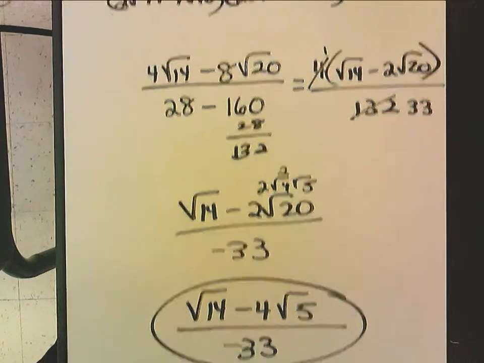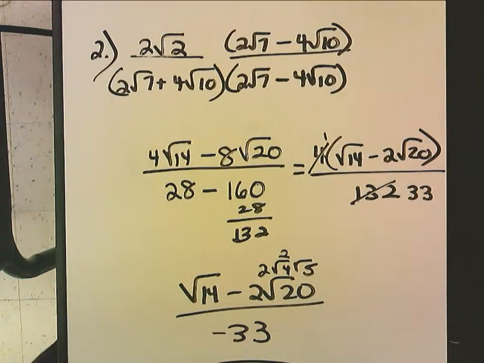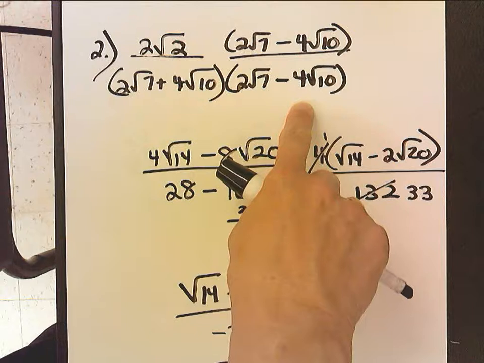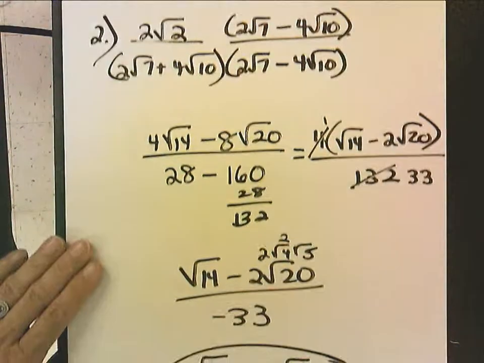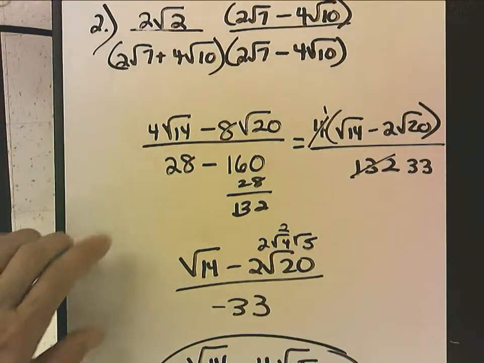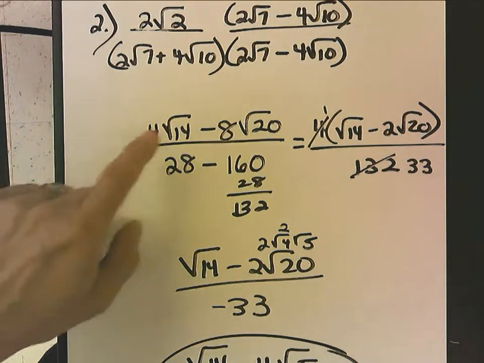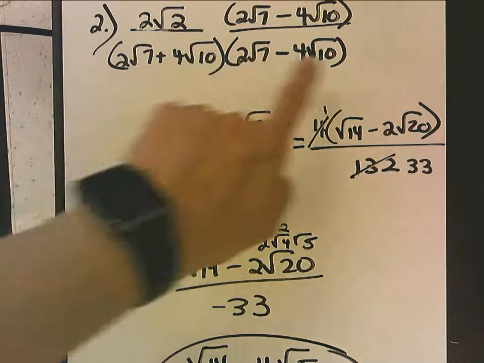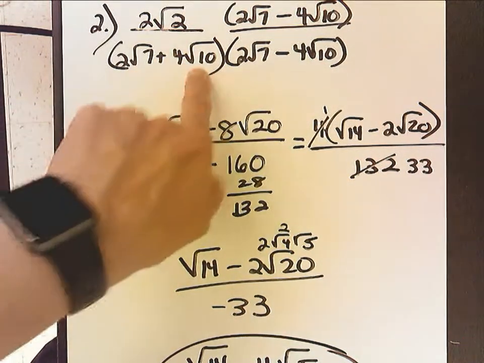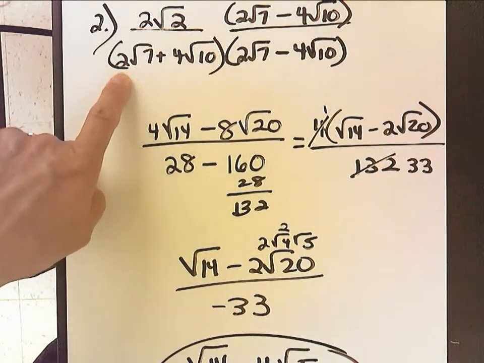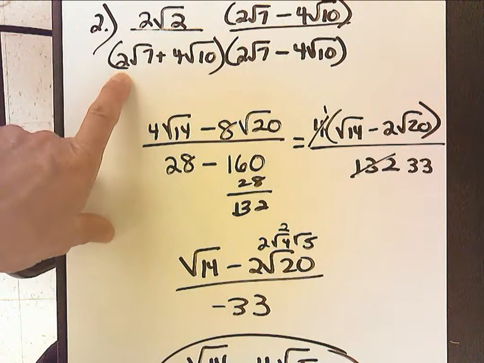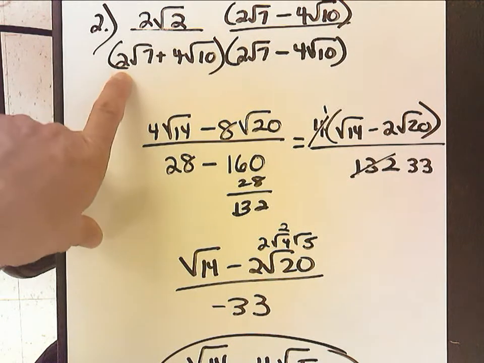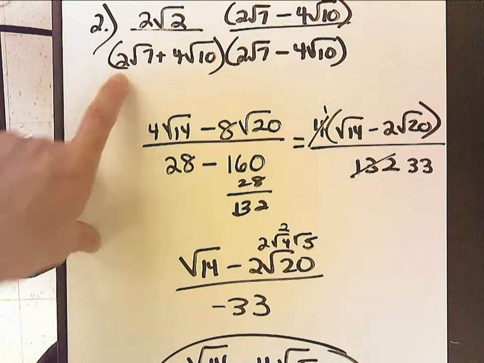Okay? So for here, we start out by multiplying by the conjugate. Remember, when you multiply, numbers multiply numbers, and when you multiply with the conjugate, you square the first, you square the last. 2 root 7 times 2 root 7 is 2 times 2, and root 7 times root 7. 2 times 2 is 4, root 7 times root 7 is 7. 4 times 7 is 28.